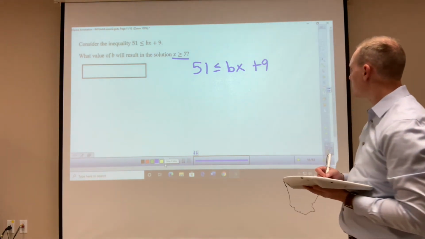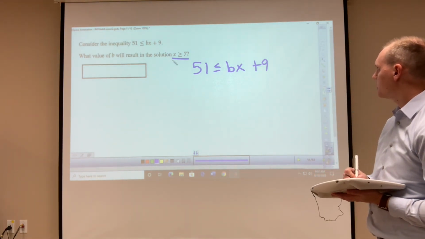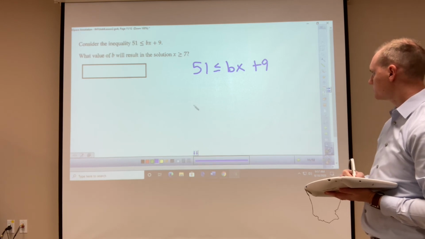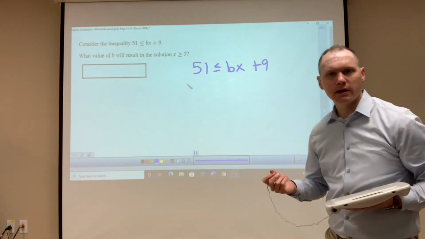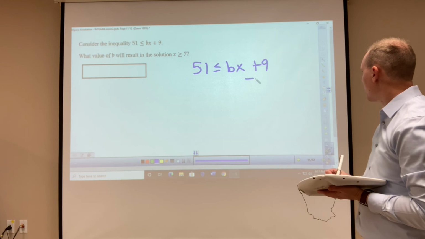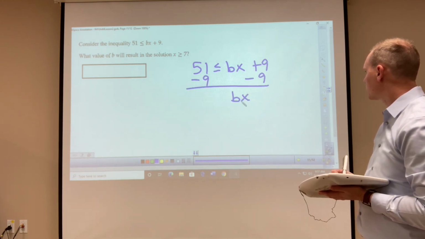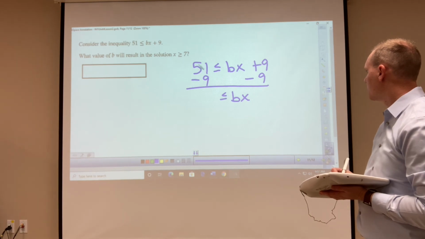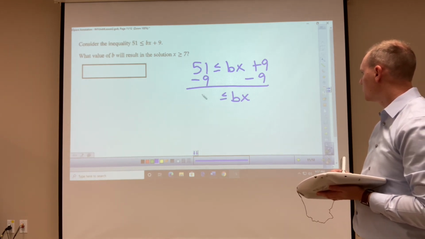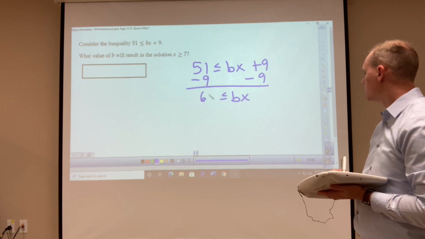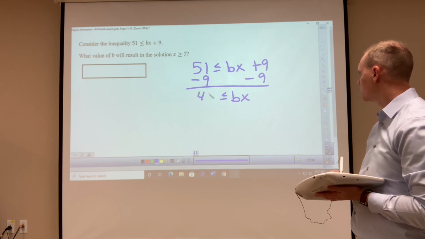So let's just think this through here. x is greater than or equal to 7. Well, let's just try and solve what we can and see what happens. So we're going to subtract 9 on both sides. So it's going to be bx less than or equal to 51 minus 9, which is going to be 42.